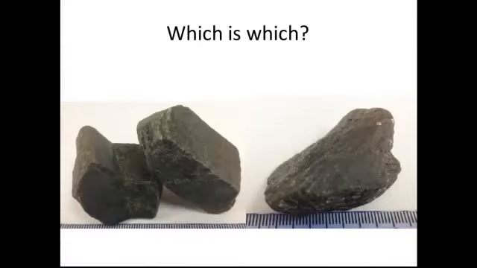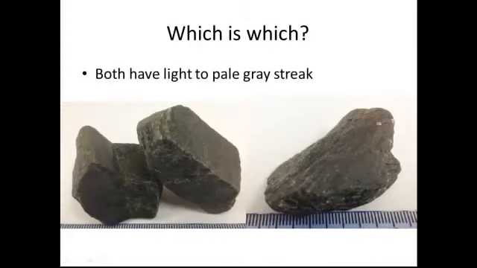So which is which? I hope you recognize that the one on the left is the augite and the one on the right is the hornblende. Both of them have a light to pale gray streak, so that's no way to tell them apart. Tell them by their cleavage planes.